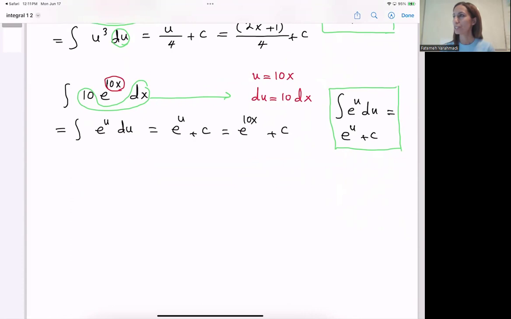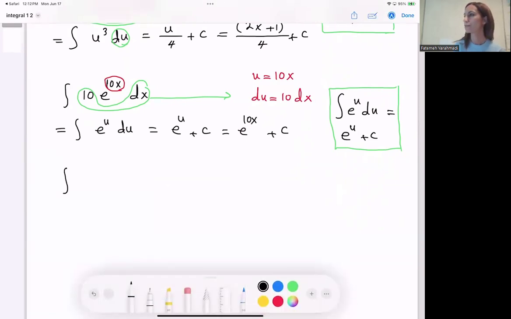Let's make it more interesting for you. Suppose I ask you to calculate the integral of cosine to power 3 of x times sine x dx. How do we calculate this integral? Again, we're going to use the method of substitution.